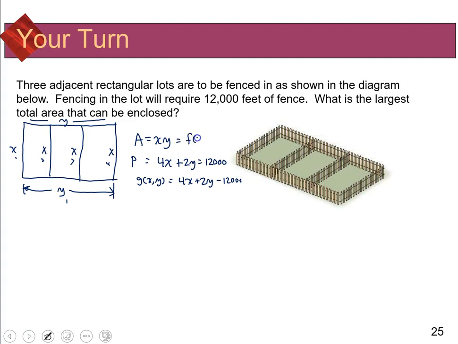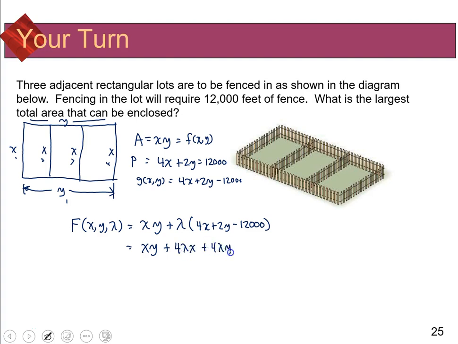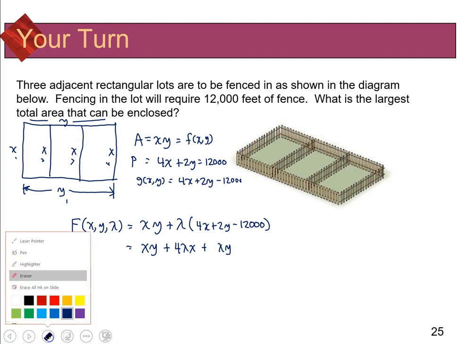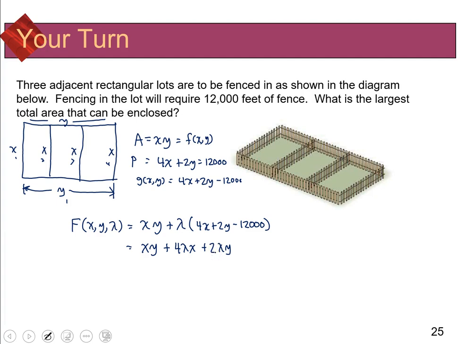And this up here is going to be my f of x, y. So when I do my Lagrange function for this, f of x, y, lambda, I'm going to have xy plus lambda times (4x plus 2y minus 12,000), which is xy plus 4 lambda x plus 2 lambda y minus 12,000 lambda.